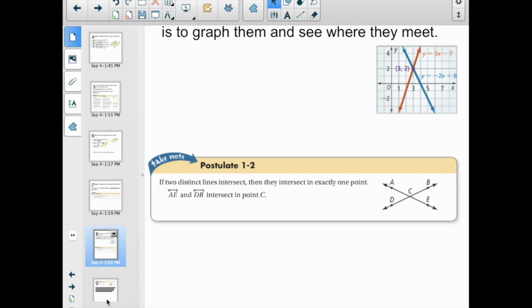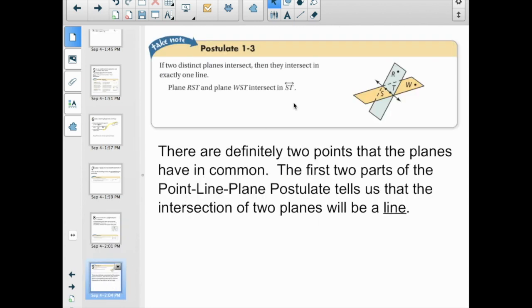Great. We keep building on that to do our third postulate, when planes cross. Planes, remember, are flat surfaces. If you take 2 flat surfaces and connect them and trace where they intersect, you're going to make a line. And that's what this says: if 2 distinct planes intersect, they intersect in exactly one line. A great way to visualize that is to look at a wall right now. If you look at a wall and then the ceiling that connects to it, if you trace that connection, you're going to end up drawing a straight line.